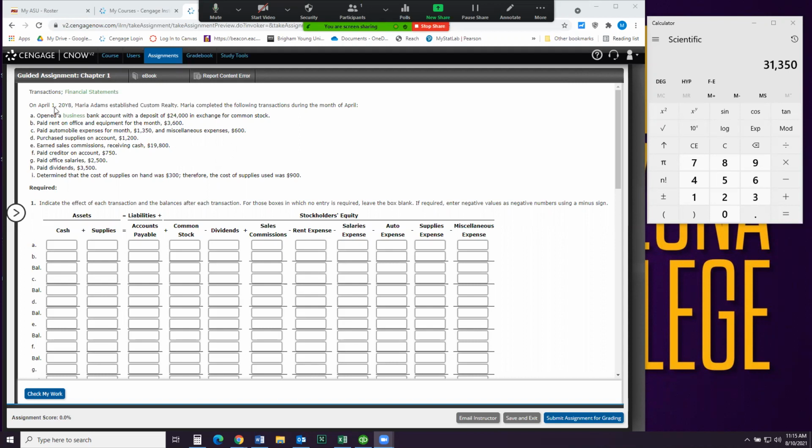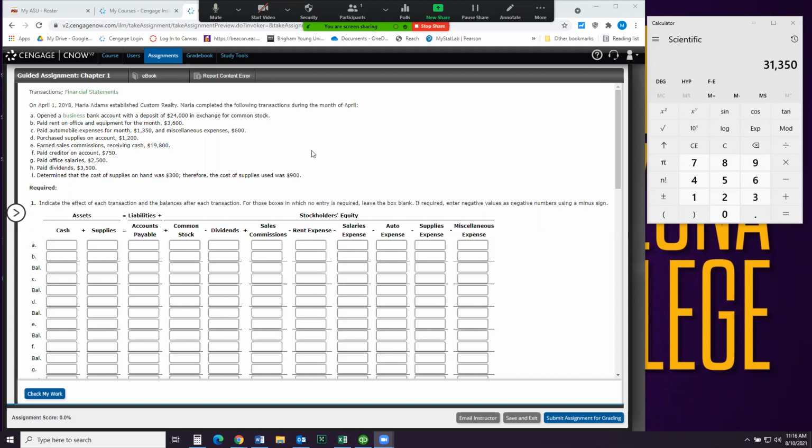So this is a list of transactions, April 1st of 2018, or 28, that Y just means you could insert whatever year fits, I guess. Maria Adams established Custom Realty. Maria completed the following transactions during the month of April. And then it gives us a list of transactions and tells us to indicate the effect of each transaction on the balances after each transaction.